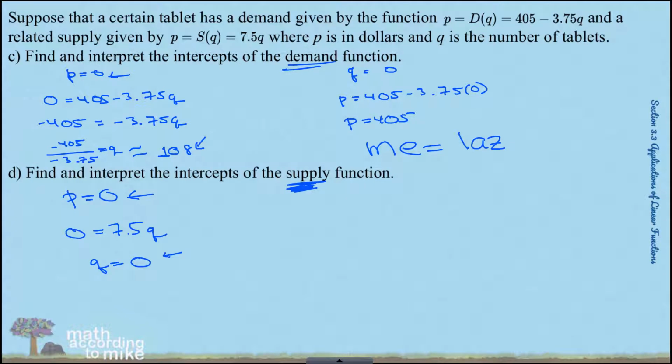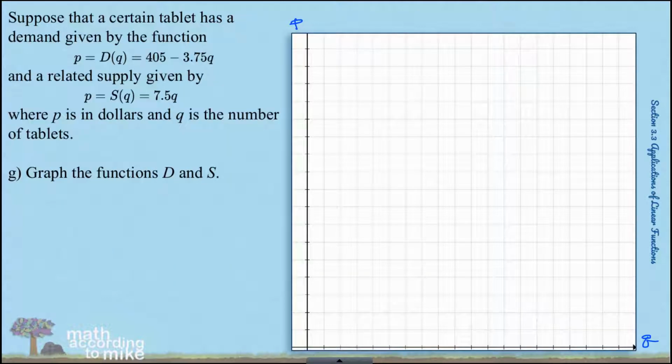So remember, we had P was 0 when Q was 108, and Q was 0. You know what? I'm just going to do one thing at a time.